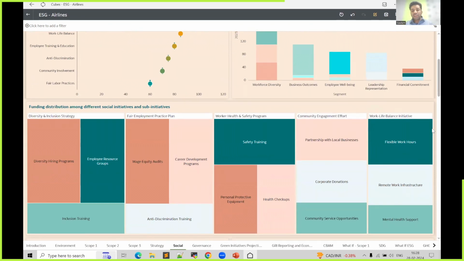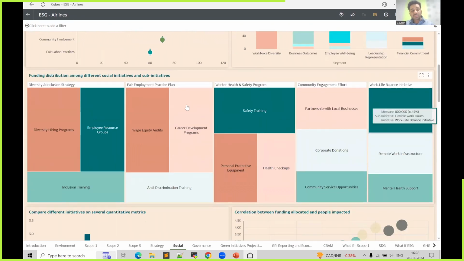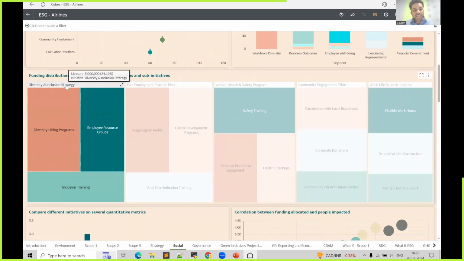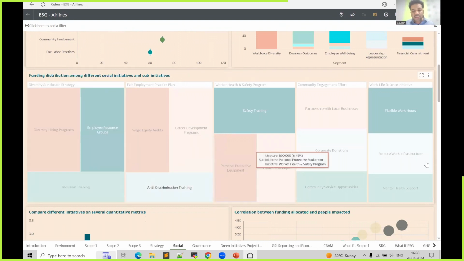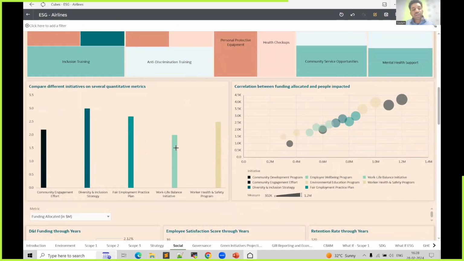And then it will help you allocate these numbers based on various parent initiatives and sub-initiatives. Like in this case, we have diversity and inclusion strategy, broken down by hiring programs for diversity, the inclusion training, and you basically try to compare these initiatives with different other initiatives, not just the diversity and inclusion.